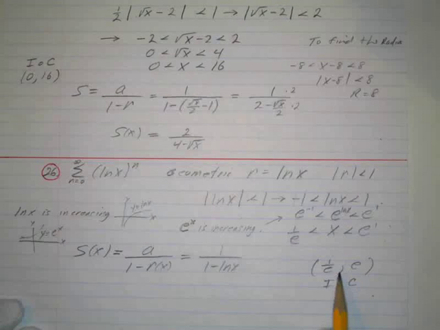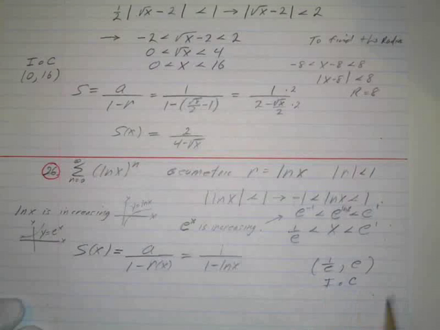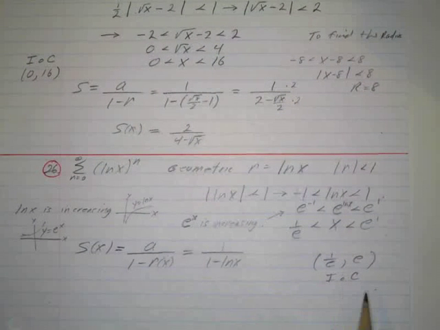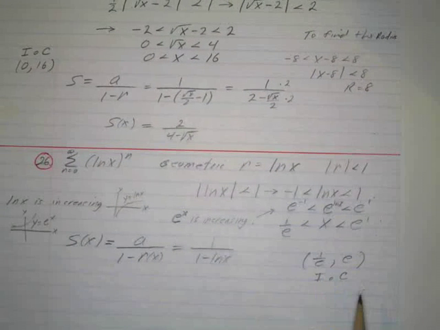In order to find the radius of convergence, we would have to take this distance, this minus this, and divide it by 2. So we could find the radius. But you weren't asked that, thank goodness.